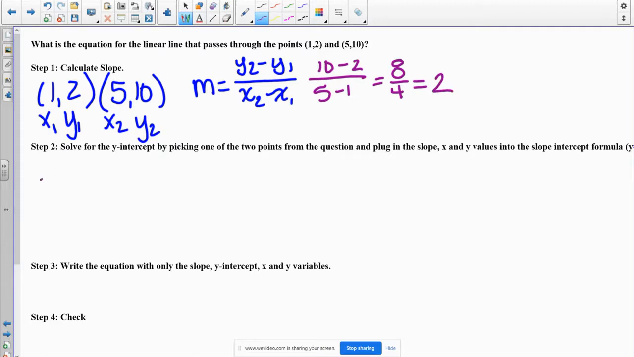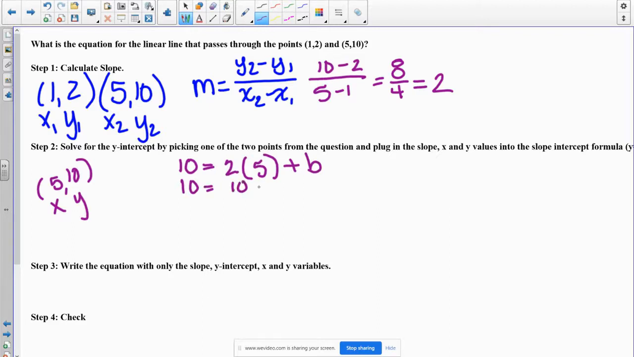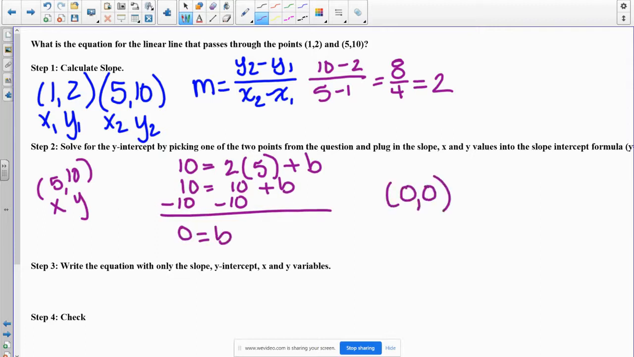Pick a point. Oh, we'll just pick 5, 10 to be different, the second one. So x and y. So we're actually going to put these points into the equation so that we can solve for the unknown y-intercept. So y equals, so 10, since that's my y value, the slope was 2, my x value is 5, plus b. So 5 times 2 is 10, add b. I want to get rid of a positive 10, so I'm going to subtract 10 from both sides, and 10 minus 10 is 0. So this time the y-intercept is at 0, 0, starting at the origin.